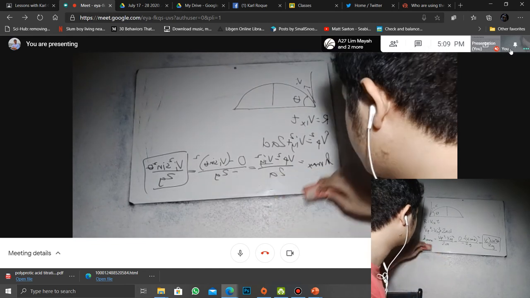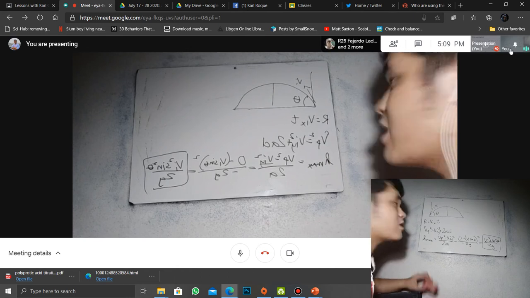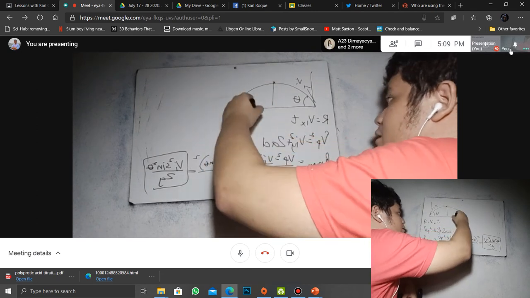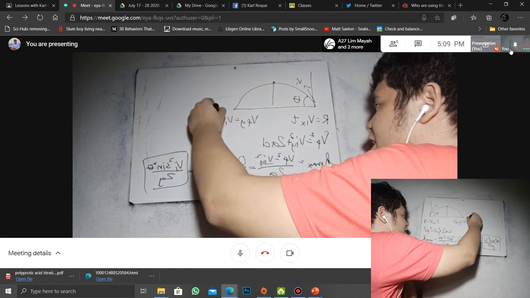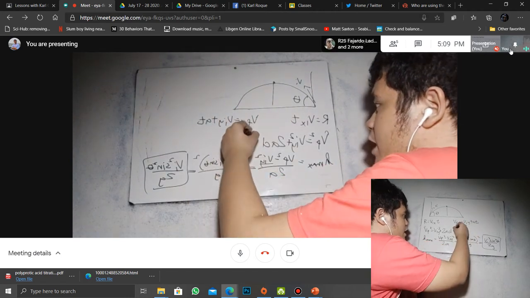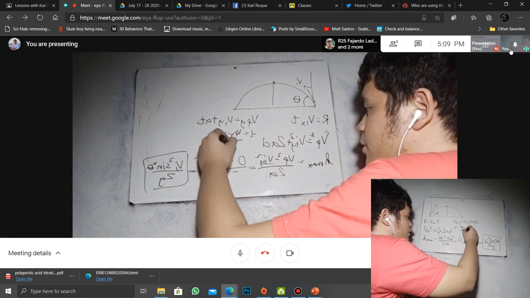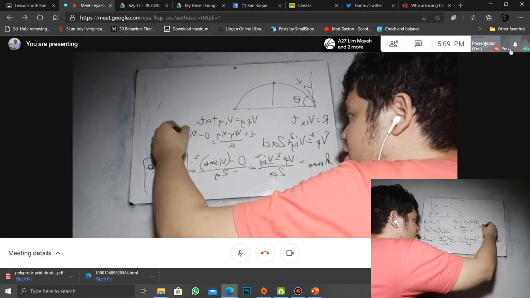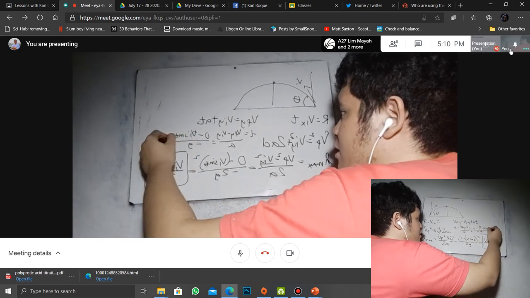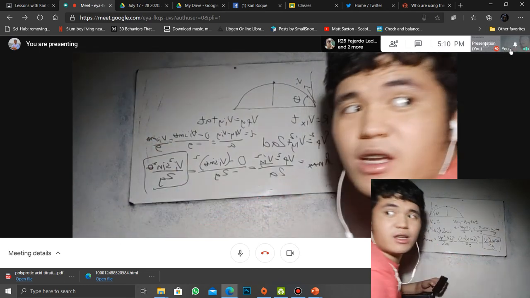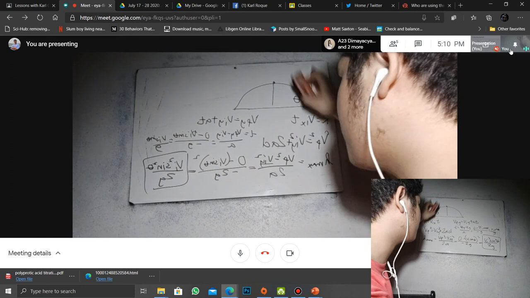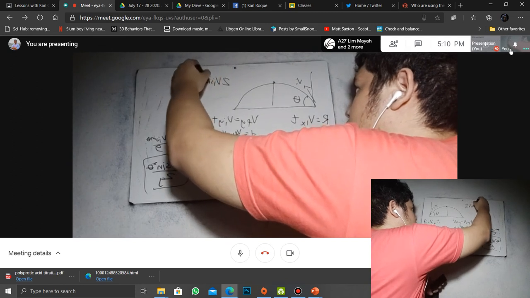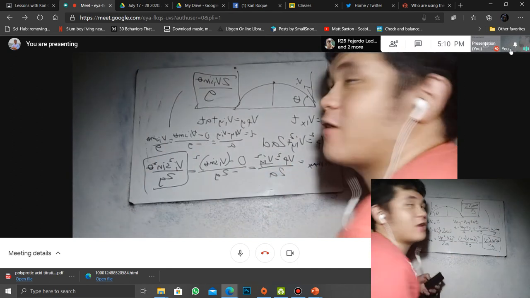Next, the range naman. So let's get the total time of travel muna. Let's use the y component ulit, di ba? At the highest point, vfy equals viy plus at. Di ba? Time equals vfy minus viy over a. So let's see, yung vfy 0 minus vi sine theta over negative g. So, vi sine theta over g. Kaya lang, that's only one half. We need the whole thing para makuha natin ng expression to. So, it's 2vi sine theta over g. Time of flight for a level horizontal range.